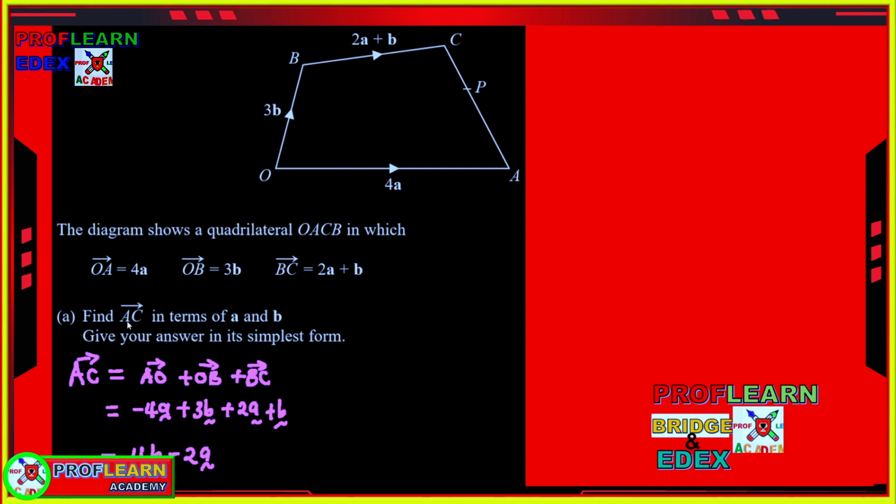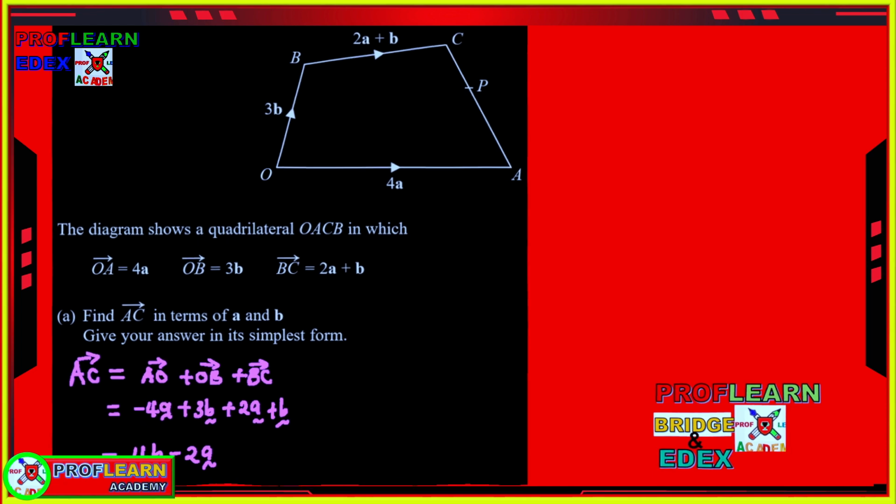We're supposed to find AC in terms of A and B, and in order to find AC, remember you shall start from A to O, then O to B, then B to C. So if you add all this, and remembering that when you are going against the arrow, you are going to put a negative, the final answer becomes 4B minus 2A.